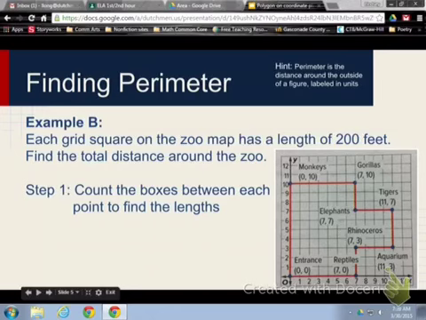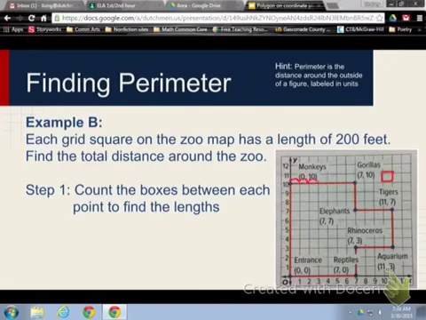Example B, still dealing with finding perimeter. Each grid square on the zoo map has a length of 200 feet. Find the total distance around the zoo. So each one of these squares on here is 200 feet, has a length. Each side is 200 feet. So as we go through, we're going to follow kind of like what we did on the last one. We're going to count the boxes from each point to find the length. So I'm just going to start at the top.